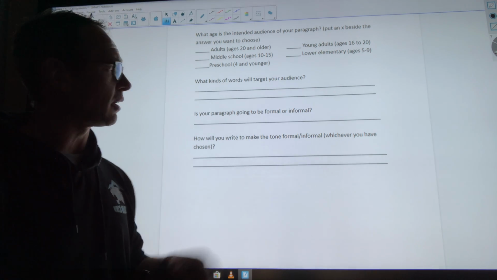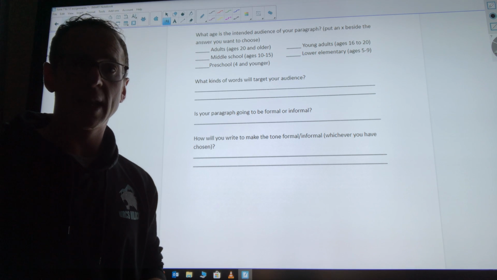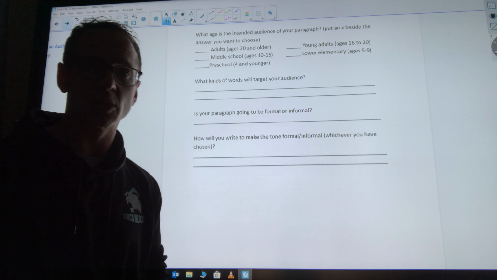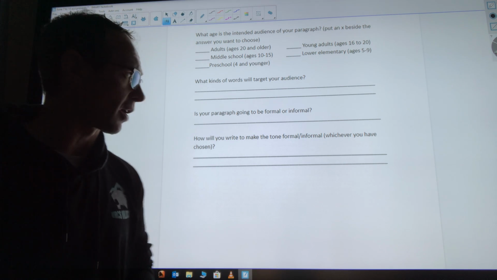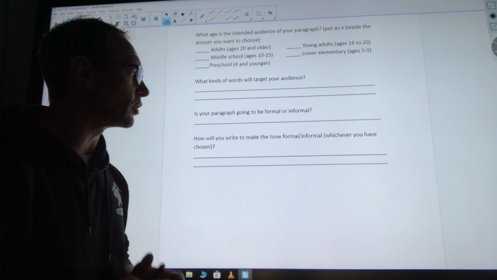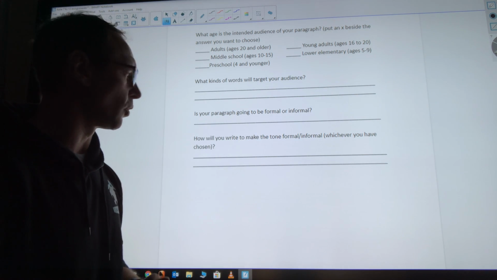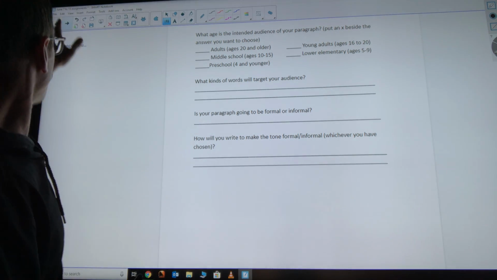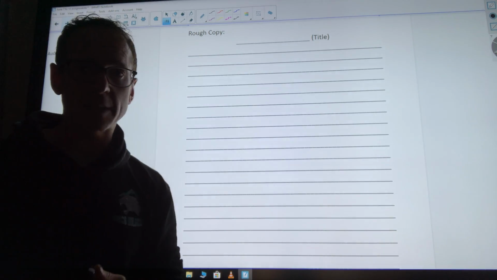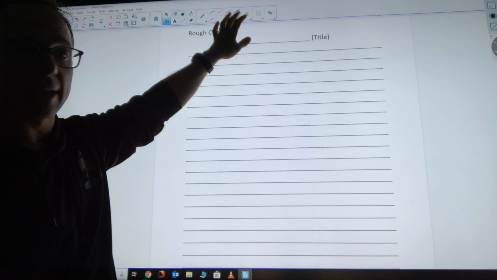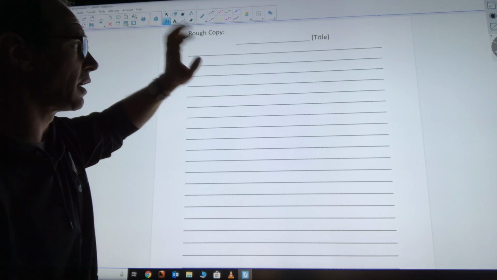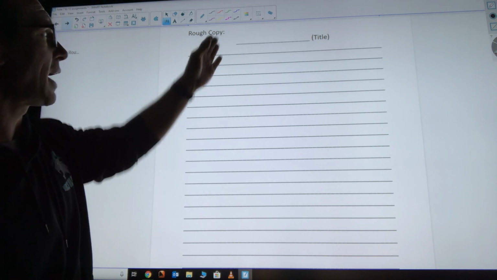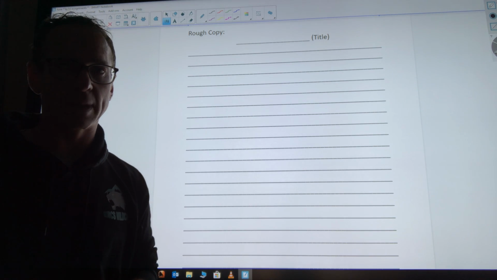So are you going to make it formal, so it'd be serious and very professional, or is it going to be informal, very casual and just speaking to someone like you would talk? And I want to know what you're going to do to make that tone formal or informal, whichever one you've chosen. Your rough copy can go on the next page and make sure it has a title and your name on it. You can print off this page and write it by hand for me, or you can type it directly into this document.